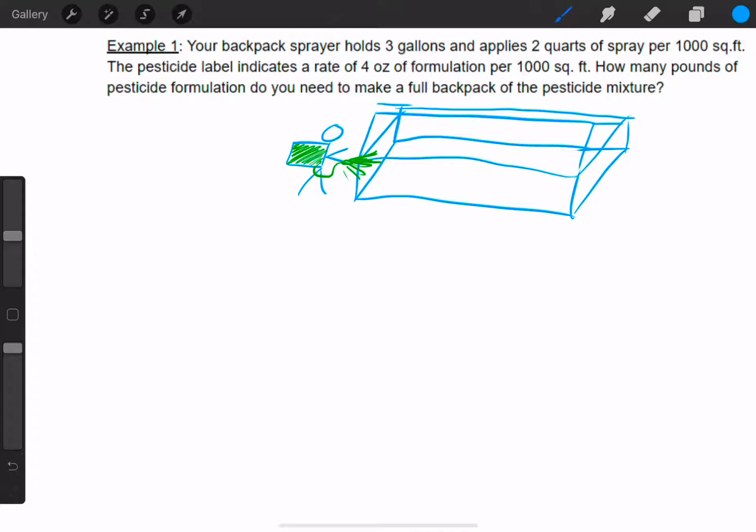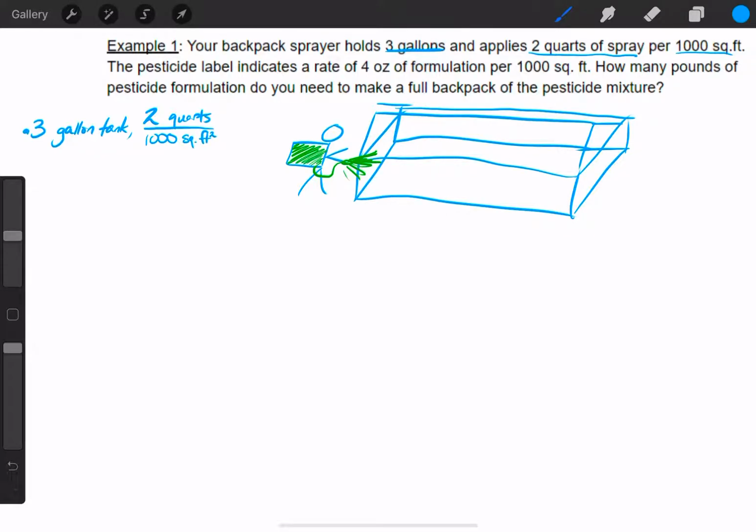Now, the backpack sprayer holds 3 gallons and applies 2 quarts of spray per 1,000 square feet. So all that information is about our backpack sprayer. I'm just going to write it as a bullet point off to the side. We've got 3 gallons in our tank, and our spray rate is 2 quarts of spray per. That per can be represented with division, so it's sort of this fractional rate per 1,000 square feet.